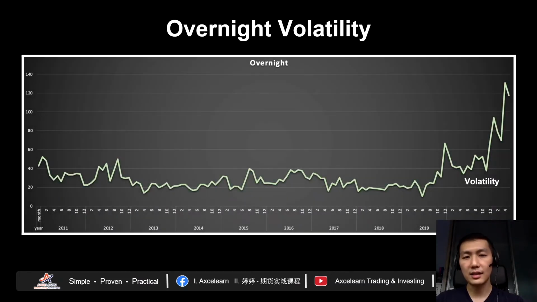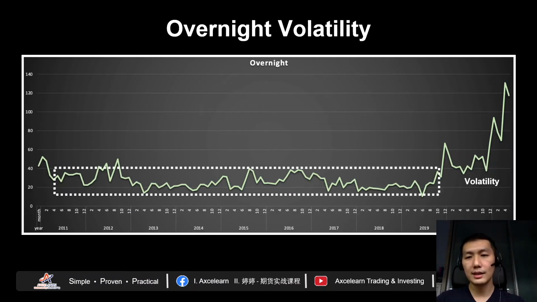Now, let's look at the overnight volatility. Overnight volatility is the difference between yesterday's closing price and today's closing price. Again, throughout the past 9 years, the historical overnight volatility falls between the range of 18 points to 40 points. Starting at the end of 2019, there is an increase in overnight volatility as well, up to more than 120 points. From these two diagrams, the intraday volatility as well as the overnight volatility, no wonder people are getting worried about trading the market that is highly volatile.